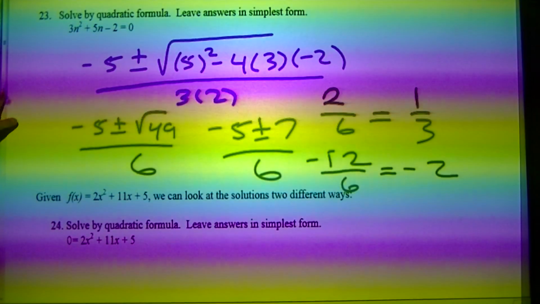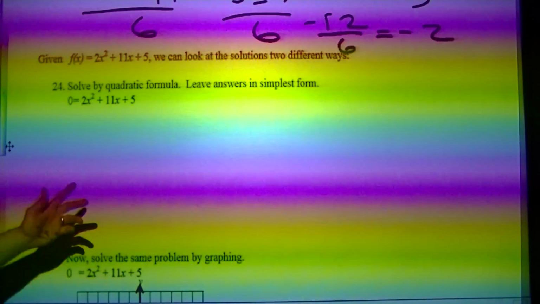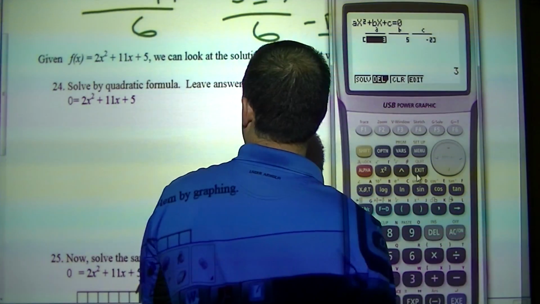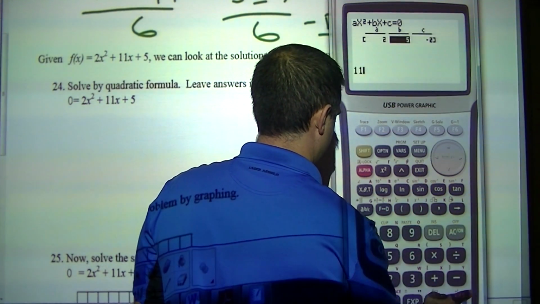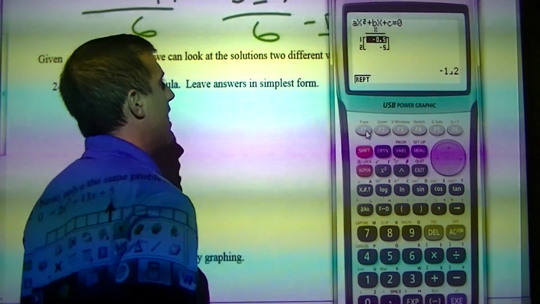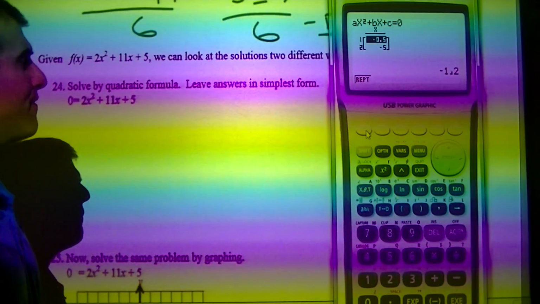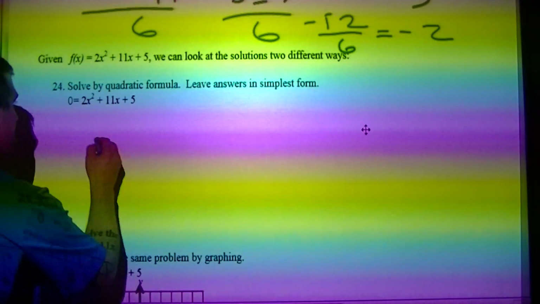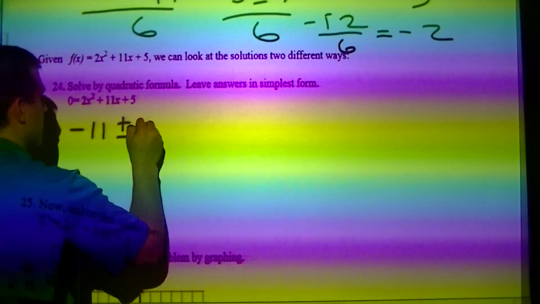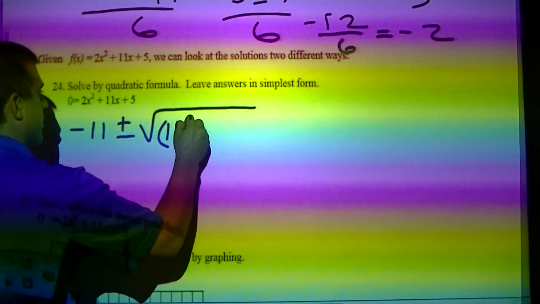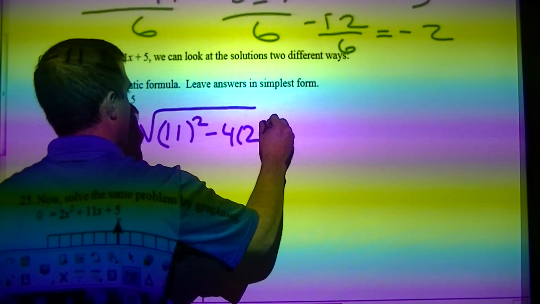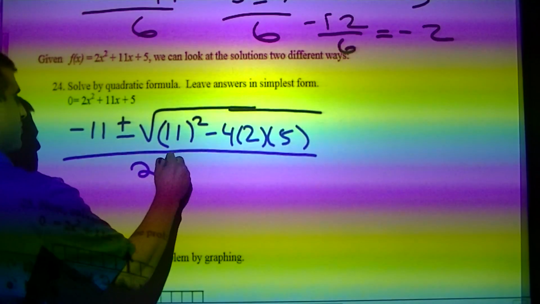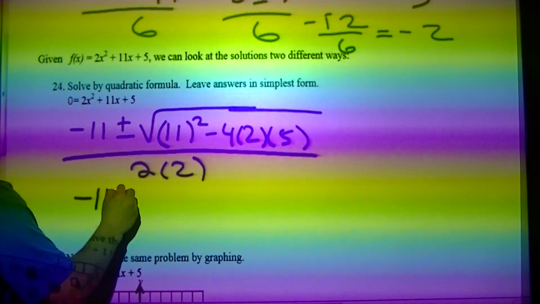Okay? All right, solve using the quadratic formula. Once again, should I check this? Sure. Let's see what I can get there. I can get 2, 11, and 5. If I solve that, I should get negative 1/2 and negative 5 for an answer. Okay? Should get that. Negative 11 plus or minus the square root of 11 squared minus 4 times 2 times 5, all over 2 times 2.